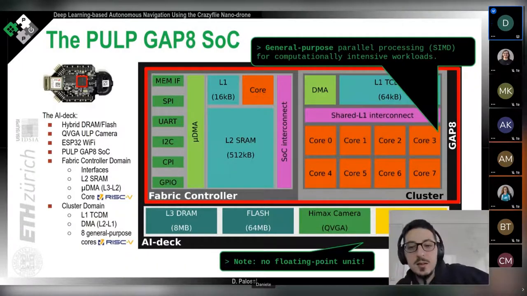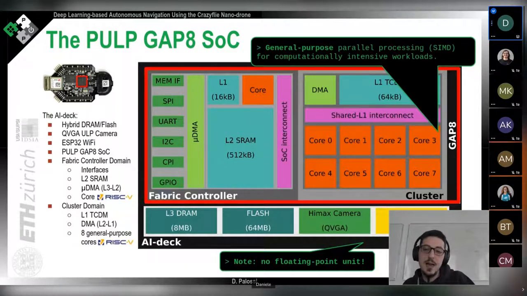Last but not least, the general purpose cluster. These are eight instances of the same RISC-V core we saw before, and it performs quite well, of course, in parallel processing, but also in digital signal operations. Last remark of this overview is that we do not have hardware support for floating point computation, which is quite common in many microcontrollers.